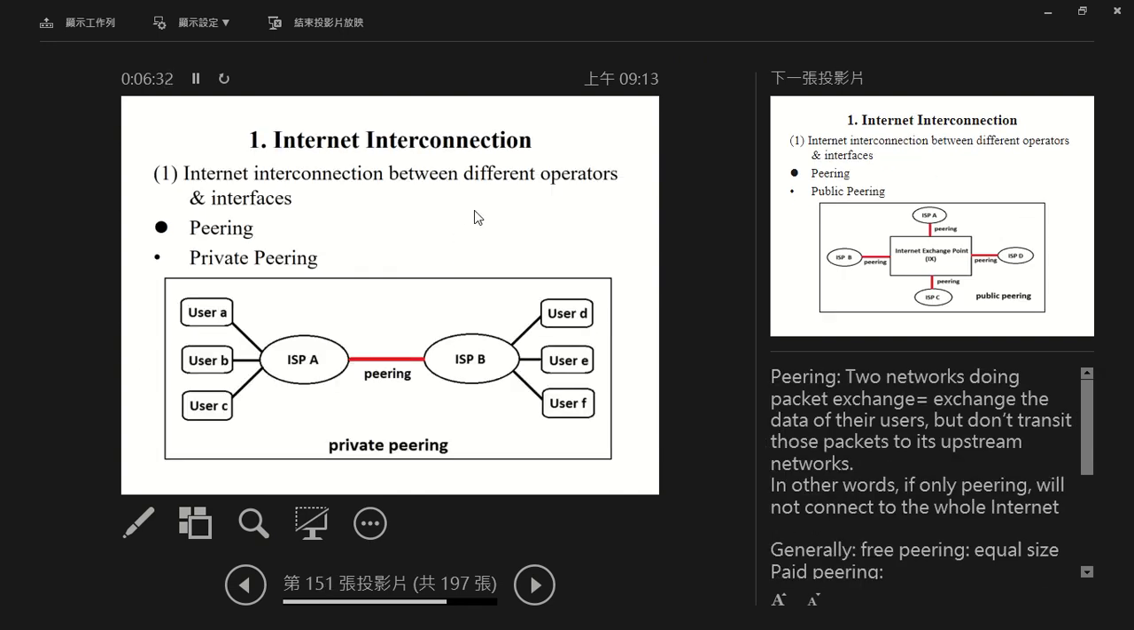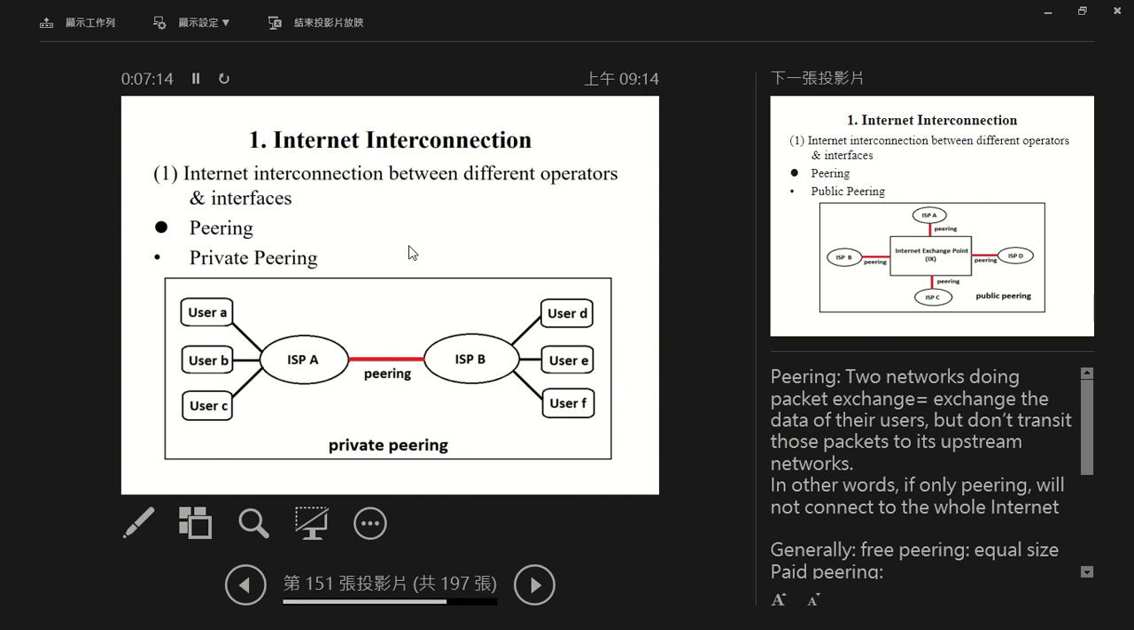So there can be several different kinds of internet interconnection arrangement. The first kind is peering, and peering can be further distinguished into private peering and public peering. In the case of private peering, the architecture can be understood like this. So basically, peering means the traffic exchange between two networks.